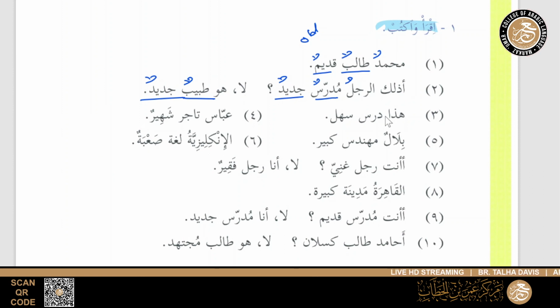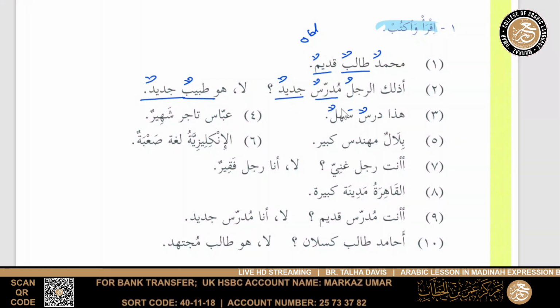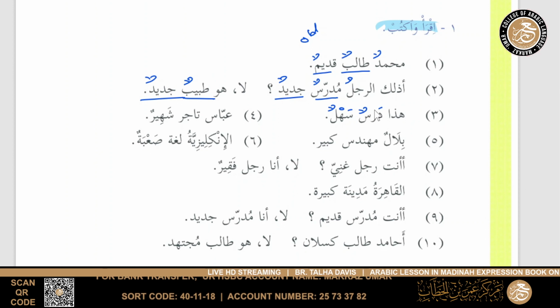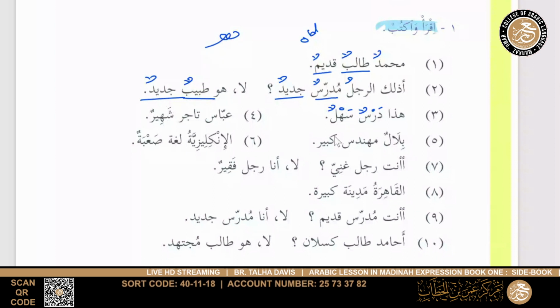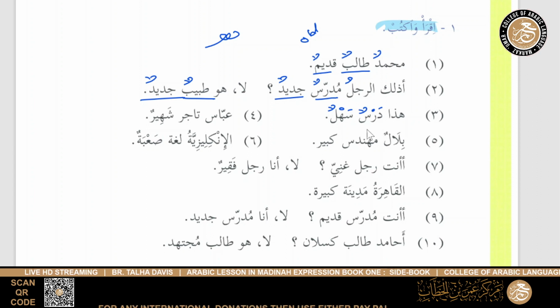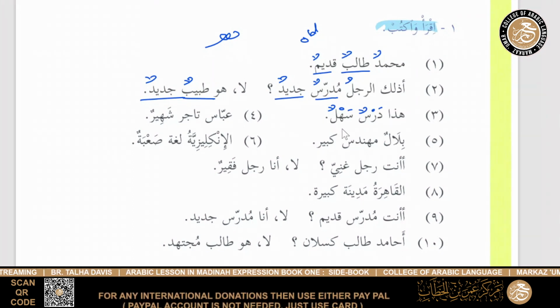جيد. عمر فاروق. نعم. هذا درس سهل. ما معنى الجملة؟ It is an easy lesson. This is an easy lesson. هذا درس سهل. عمر.